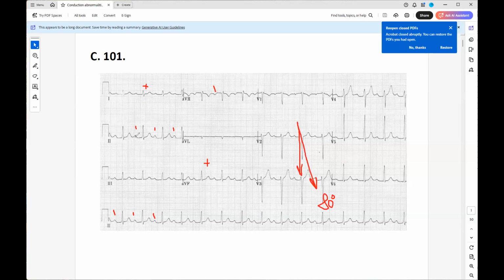And the amplitude is around 2 millimeters, that's fine. So there is no sign of atrial hypertrophy. This is what we are learning later on. Now the next one about the PR interval.